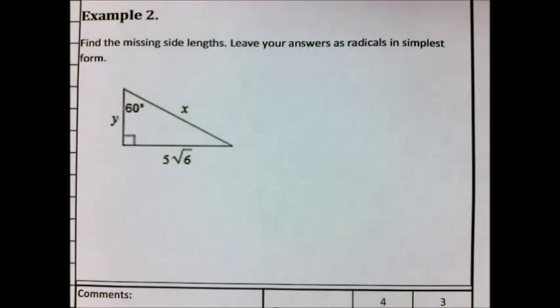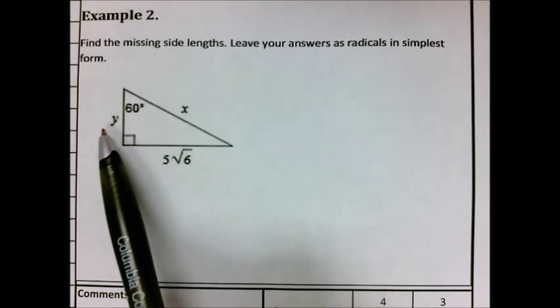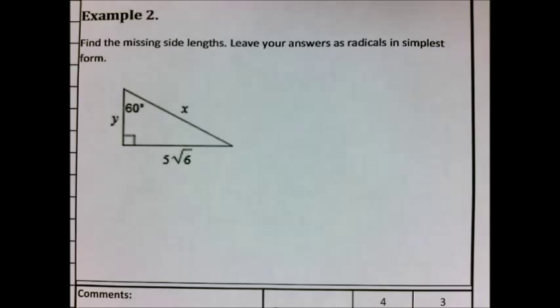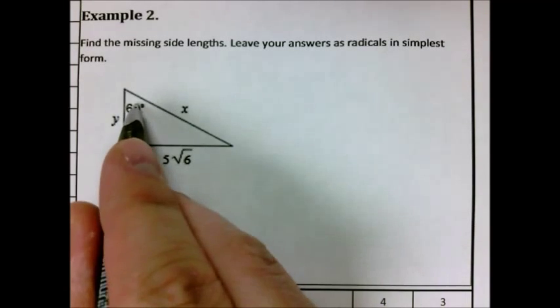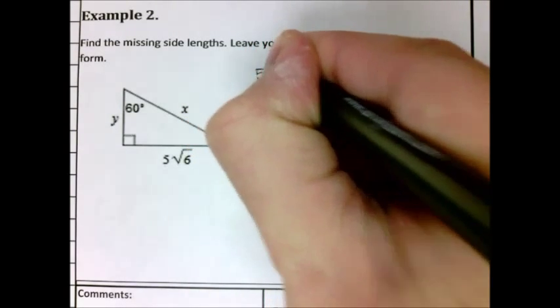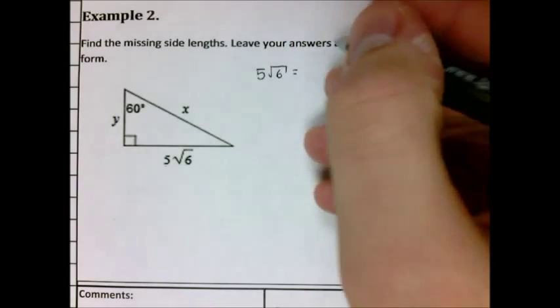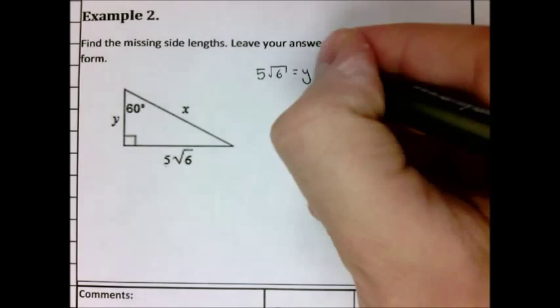Alright, so example 2, we're doing the same type of thing, but what we'll notice here is that if we try to use the first equation, that the hypotenuse is equal to 2 times the shortest side, we're using two things that we don't know yet. So let's skip the first equation. Let's use the second equation, which is that the longer leg, which is 5 times the square root of 6, and we know that because it's opposite the 60-degree angle, is equal to the shorter side, which is y, times the square root of 3.